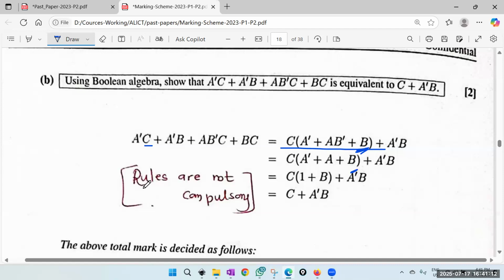You can say rules are not compulsory. In that paper, the examiner has mentioned that rules are not compulsory, so the examiner has not given marks for them, but you always write the rules, right? Because in all the other previous papers, the examiner has mentioned that without rules, don't give marks or reduce marks. You better write down rules, okay? Anyway, how did the examiner get this as A bar plus C? We also got A bar plus C, but after simplifying, right?